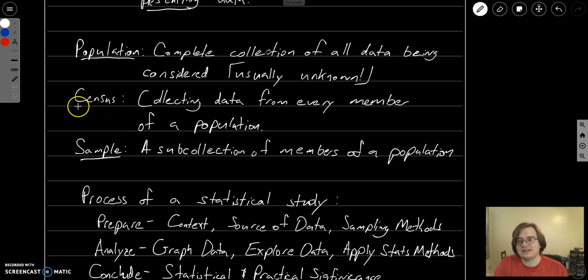Now, you can study every member of a population using a census. This would be collecting data from every single member of a population. This is not very common, but for instance, it's used in the US when we want to determine the number of, say, representatives each state gets. The Census Bureau will conduct a literal census and try to collect data from every single member of the population, here being the population of the US.